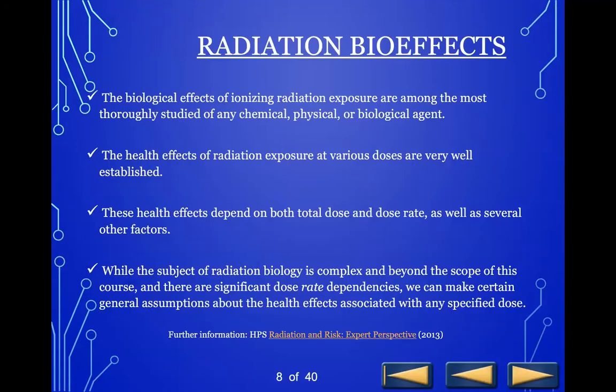Radiation bioeffects. The biological effects of ionizing radiation exposure are among the most thoroughly studied of any chemical, physical, or biological agent. The health effects of radiation exposure at various doses are very well established, and these health effects depend on both total dose and dose rate, as well as several other factors. While the subject of radiation biology is complex and beyond the scope of this course, there are significant dose rate dependencies, and we can make certain general assumptions about the health effects associated with any specified dose.